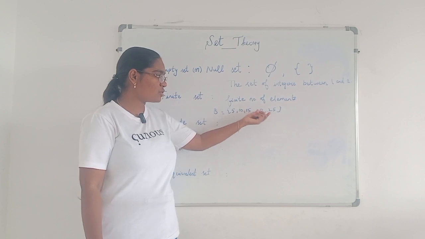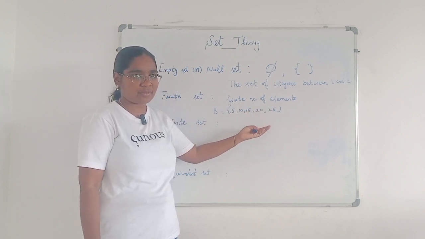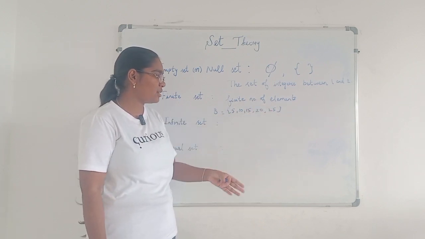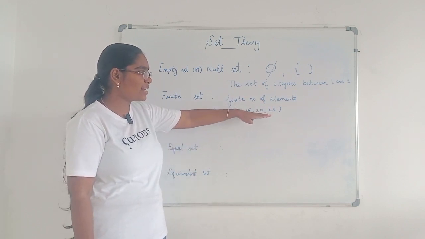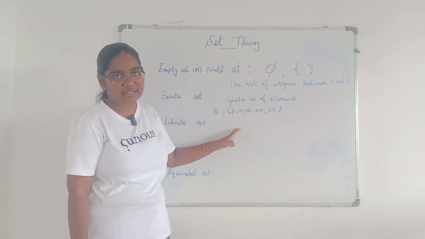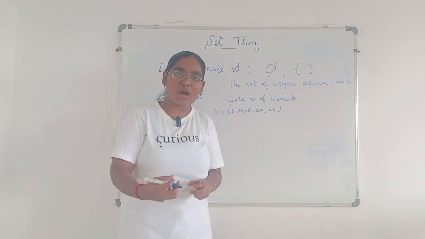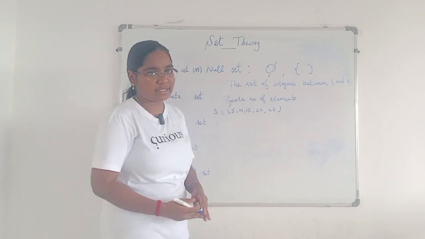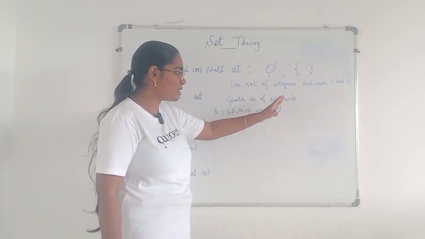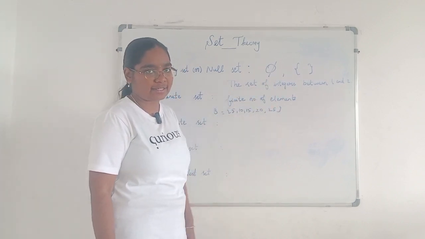So, you can count the elements. You know how many elements are here? Here only 5 elements. So, there is only finite number of elements in this set. You can count how many elements are presented in this set. This is finite number of elements. This set is known as finite set.